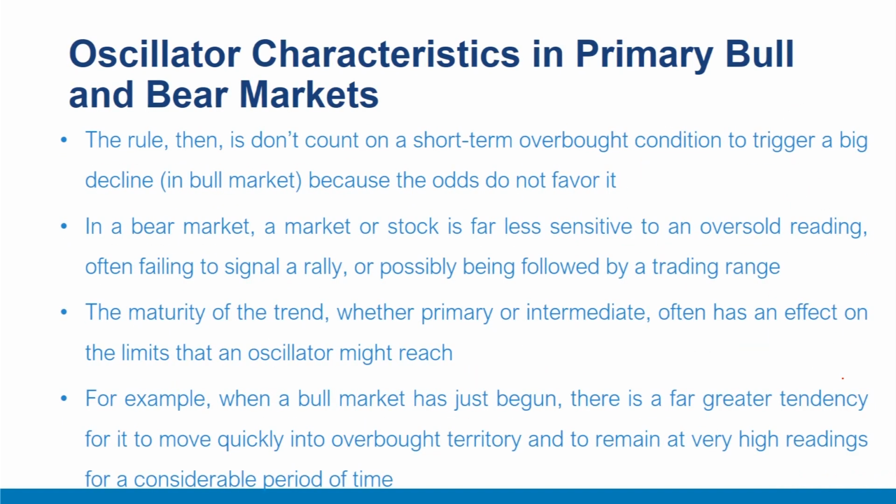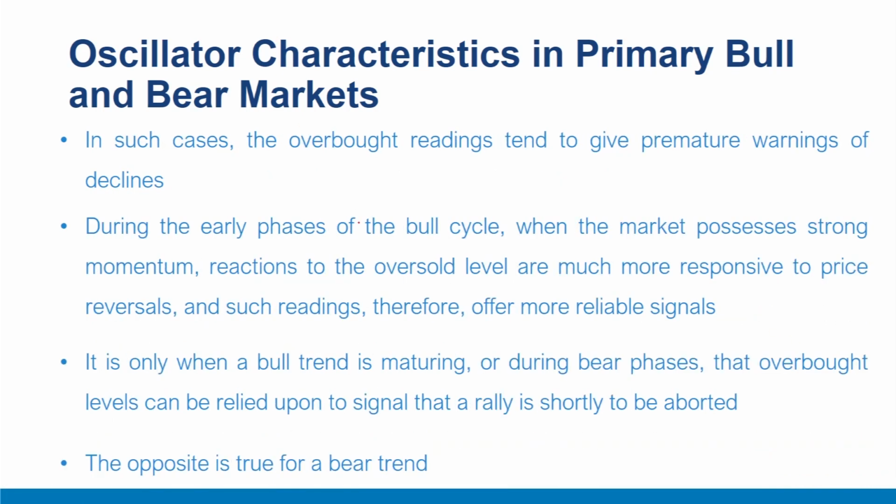The maturity of the trend, whether primary or intermediate, often has an effect on the limits that an oscillator might reach. For example, when a bull market has just begun, there is a far greater tendency for it to move quickly into overbought territory and to remain at very high readings for a considerable period of time, and similarly for a bear run in a vice versa manner. In such cases, the overbought readings tend to give premature warnings of declines. During the early phases of the bull cycle, when the market possesses strong momentum, reactions to the oversold levels are much more responsive to price reversals, and such readings therefore offer more reliable signals.